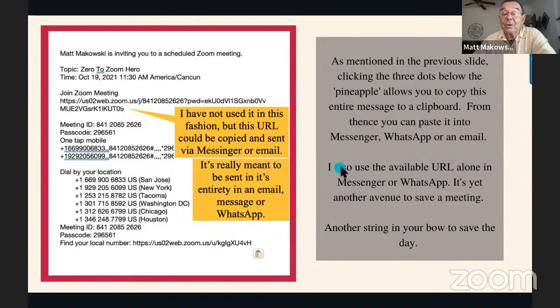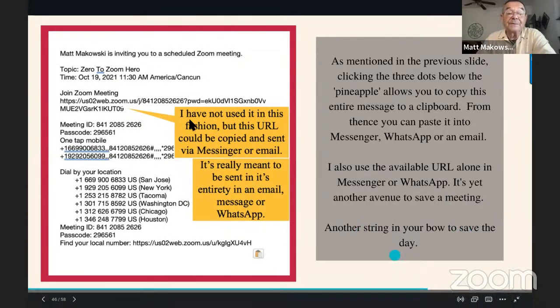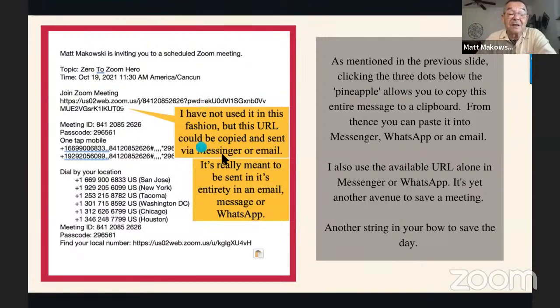Okay. So I also use the available URL alone in Messenger or WhatsApp. It's yet another avenue to save a meeting. So I just go like this, copy, paste it into WhatsApp, send it. Okay. Another string to your bow to save the day. I have not used this in this fashion, but this URL could be copied and sent via message or email. It's really meant to be sent as an entire email, a message, or WhatsApp. Okay, so there you can see it.